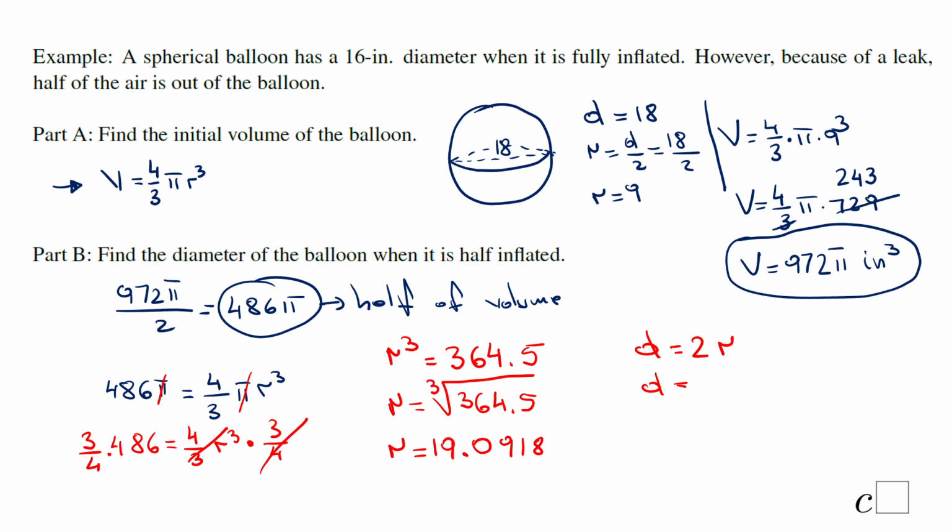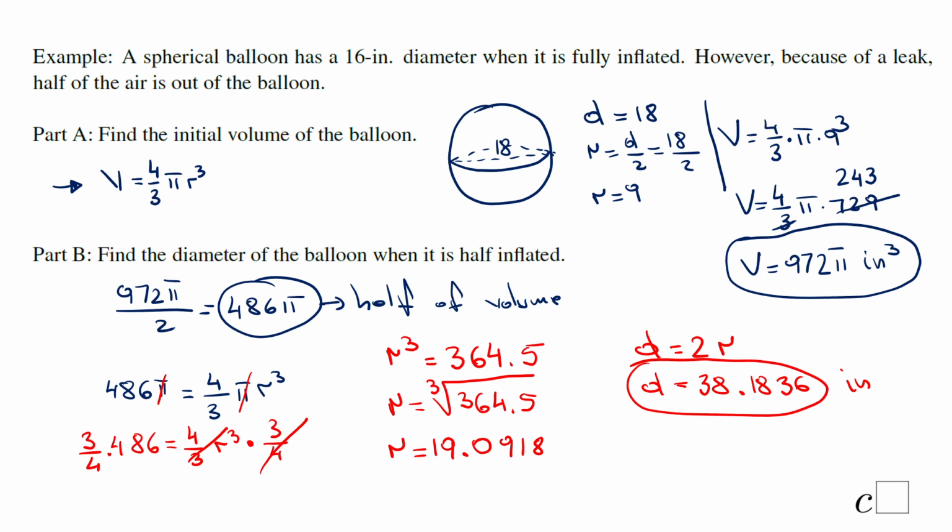Okay, let me redo the thing. 19.0918 times 2, 38.1836. And now I have this for decimal, but I think most of the time you're going to be asked to round it to 1 or 2 decimals in this type of problem. And let's put the units here, inches.